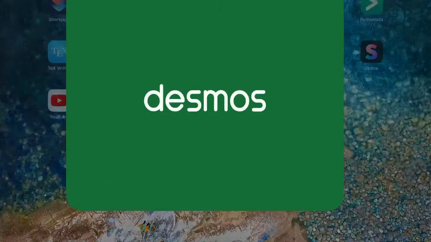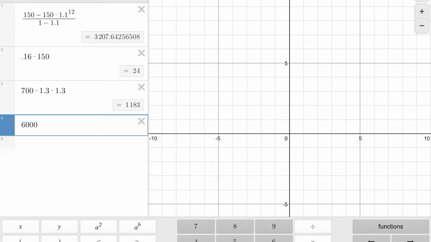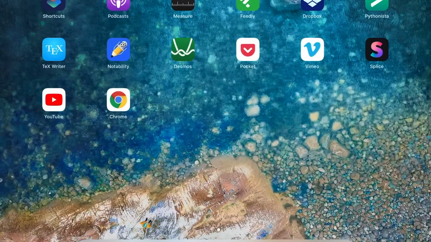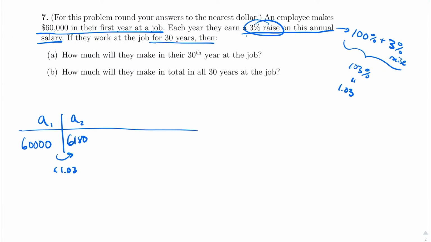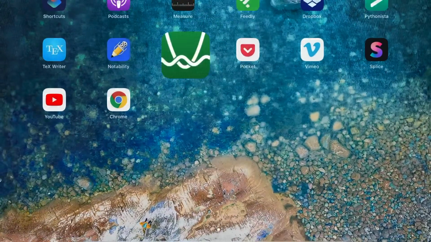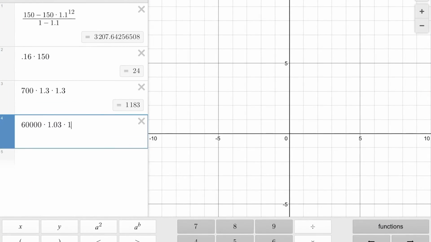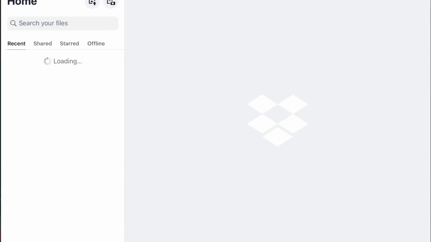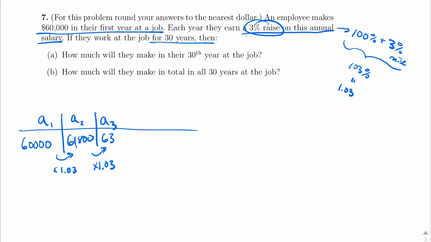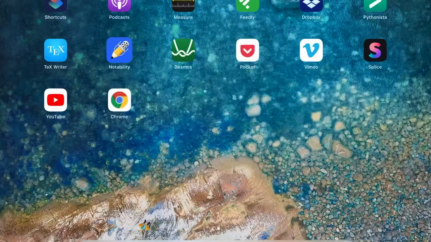So we go over to our calculator. 60,000 times 1.03 is $61,800. So they get a nice little raise there, an $1,800 raise. For their third year, we'd have to do the same thing. They would make another 3% raise, so it'd be 100% of what they had, plus the extra 3% again. So we pop over to our calculator, so times 1.03. So that's 63,654, I believe.